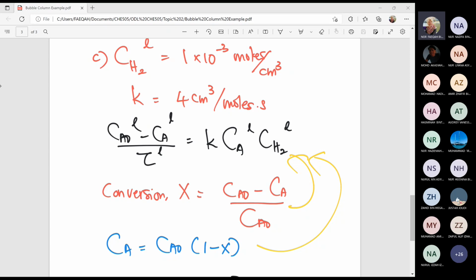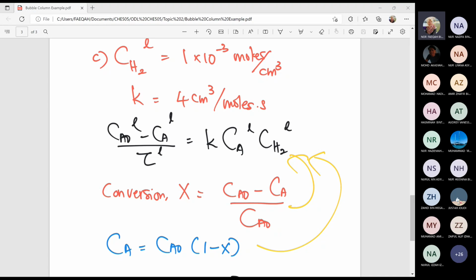CB not 1 mole per liter minus CB 0.9 multiply with 1. Dapatlah CB in liquid phase. And then you will get the residence time ataupun space time tau value. Lepas tu you can calculate the volume of reactor required. But remember, tau yang you kira dekat sini tau in liquid phase. Okay, yang ni semua in liquid phase.